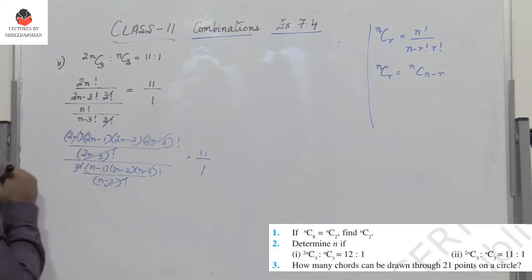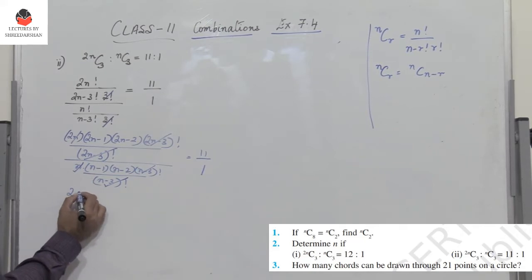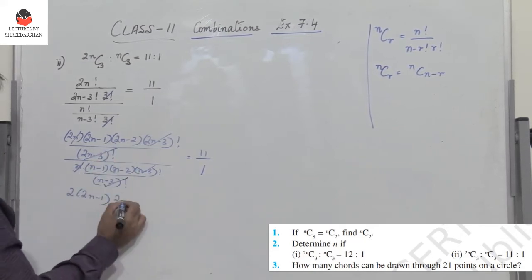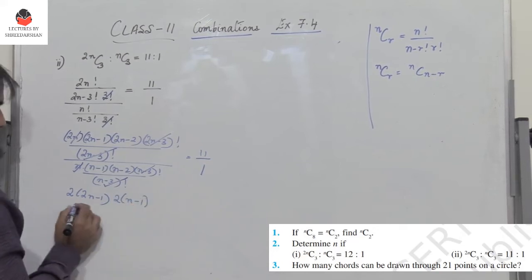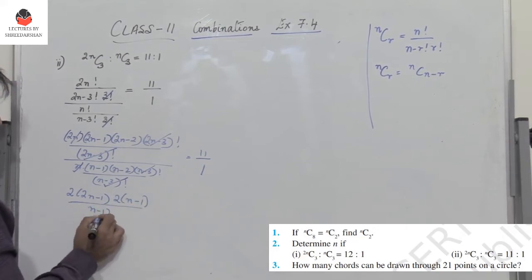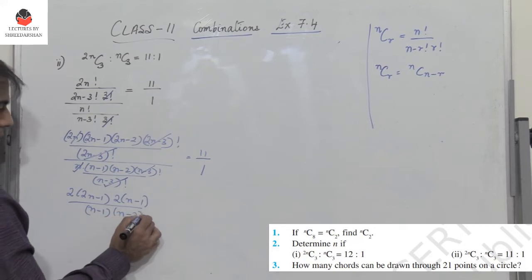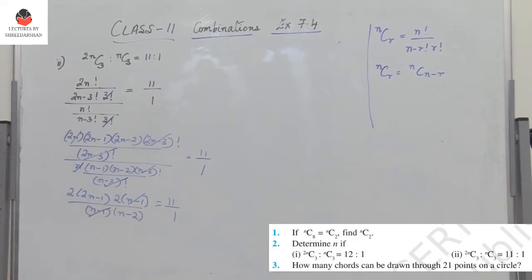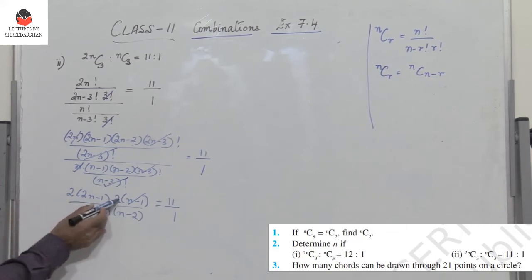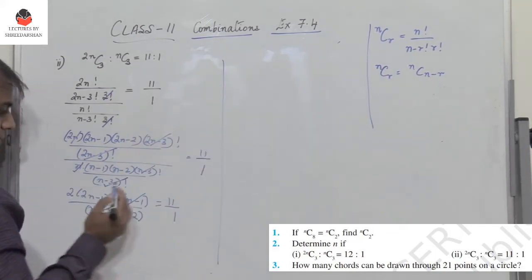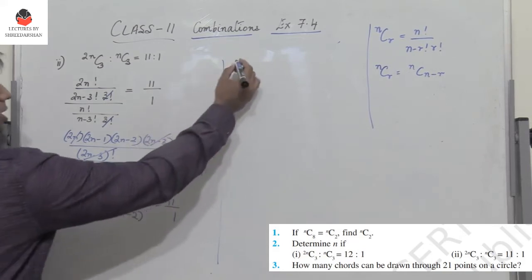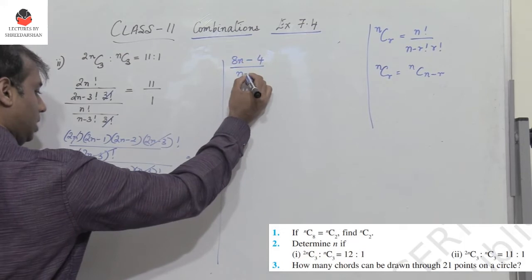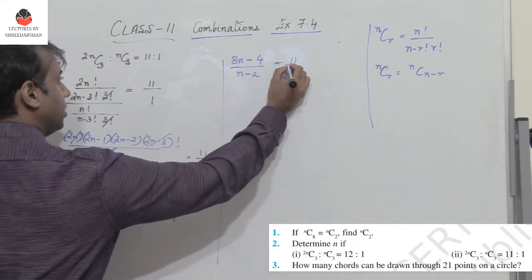So n and n can be cancelled. So I have 2 into (2n minus 1). Here I take 2 outside, so it is 2 into 2(n minus 1) divided by (n minus 1) into (n minus 2) equals 11 by 1. So (n minus 1) gets cancelled. So here I have 2 into 2 is 4. So 4 into 2n is 8n minus 4, divided by (n minus 2), equals 11 by 1.